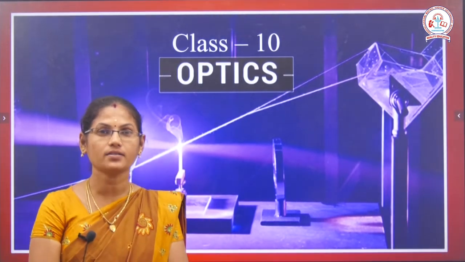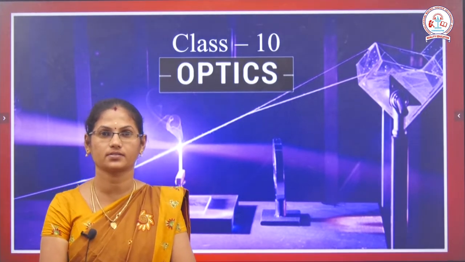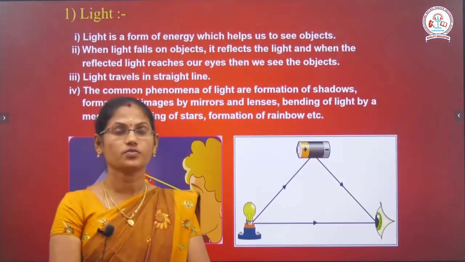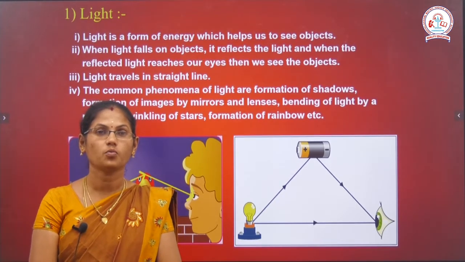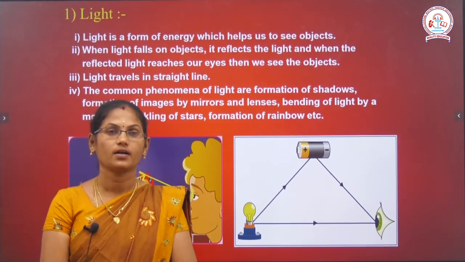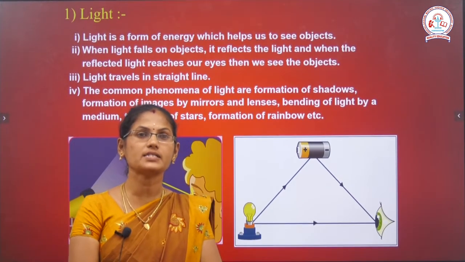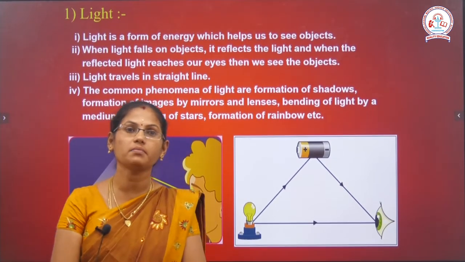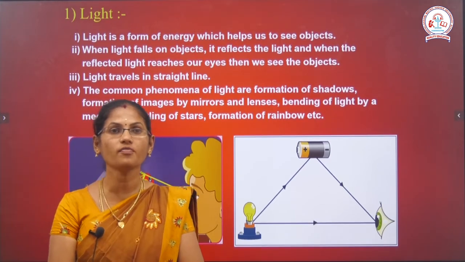So today we start a new topic, class 10 optics, chapter number 2. So first, light. You know very well what is meant by light. Light is a form of energy. It always travels in a straight line and does not need any medium to travel. So these are all the main properties of light.